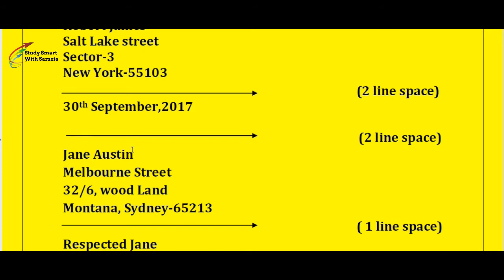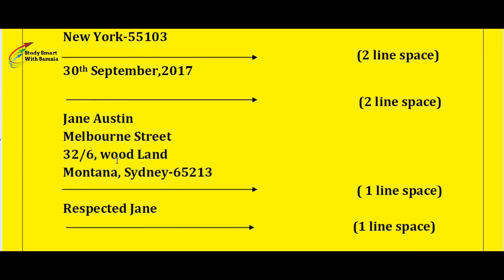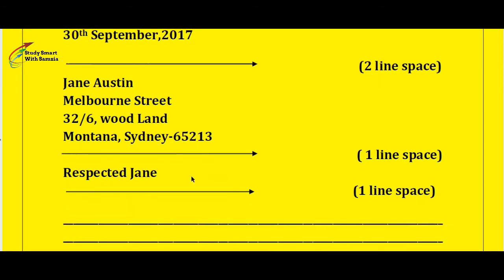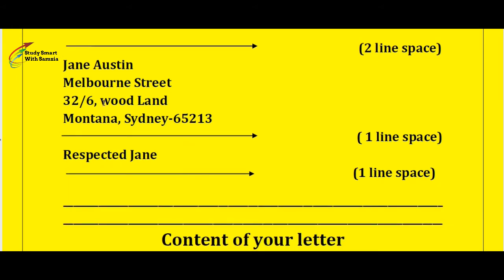Again with the proper 2-line spacing, we'll write the name and the address of the receiver, to whom we are sending the letter, to whom this letter needs to be delivered. So this is Jane Austen, Melbourne Street, 32/6, Woodland, Montana, Sydney 65213. Now, after writing the name and the address of the receiver, we'll give 1-line space. Only a 1-line proper gap should be there.